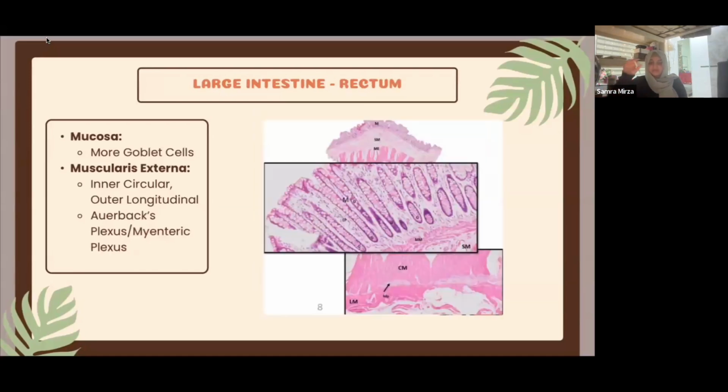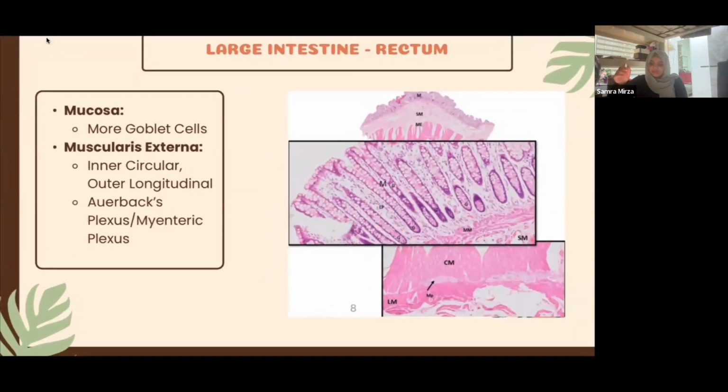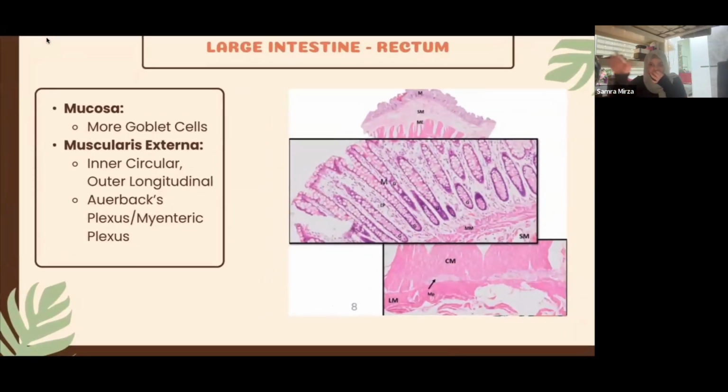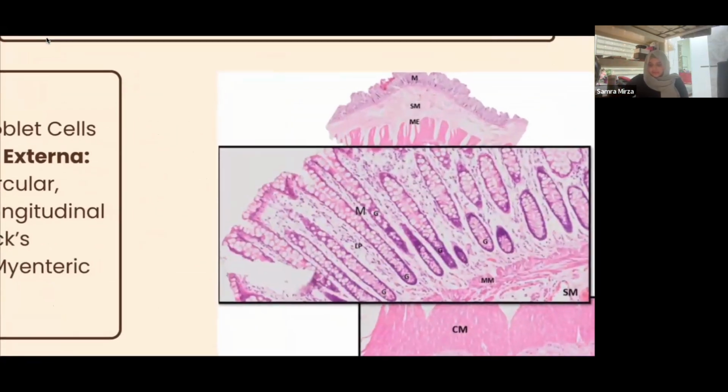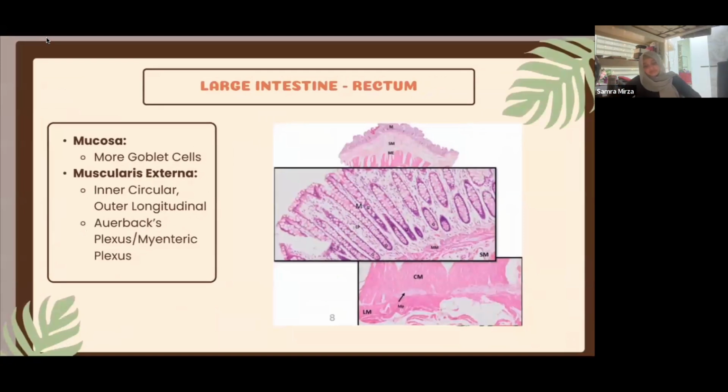Then we have the large intestine, part of the rectum. So here we are going to see the largest quantity of the goblet cells, because again, as you go deeper, the goblet cells increase. And so these are the most goblet cells present. And then the muscularis externa again contains the inner circular, outer longitudinal, and myenteric or Auerbach's plexus.